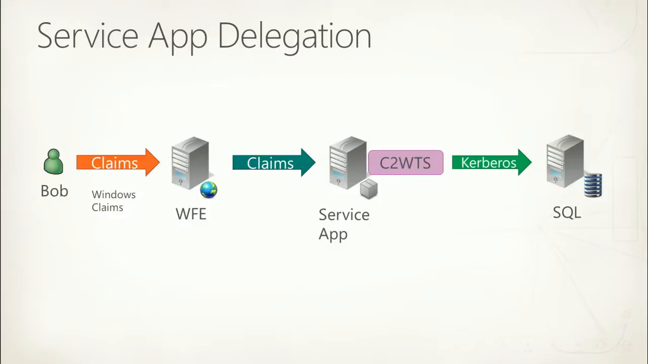The way we do that is with a special component called the Claims to Windows Token service. This is something that ships with SharePoint, but it's part of the Windows Identity Foundation. It's a separate component that's actually part of another product that we just ship with SharePoint. And its primary function is to simply take a UPN that you get from that claim set and log on Bob, go get a Kerberos service ticket, and pass it back to whatever endpoint's required.